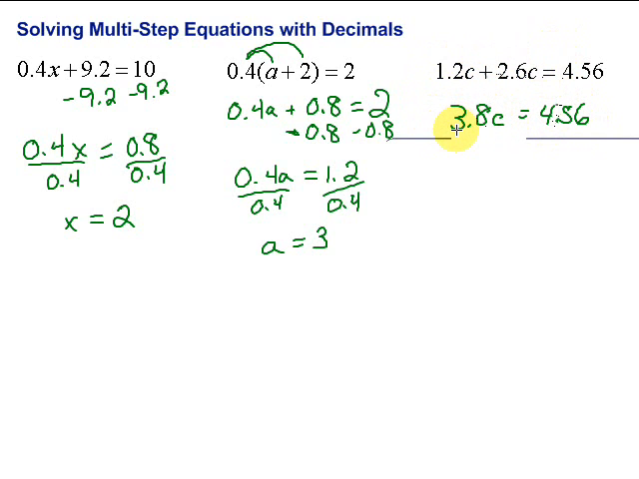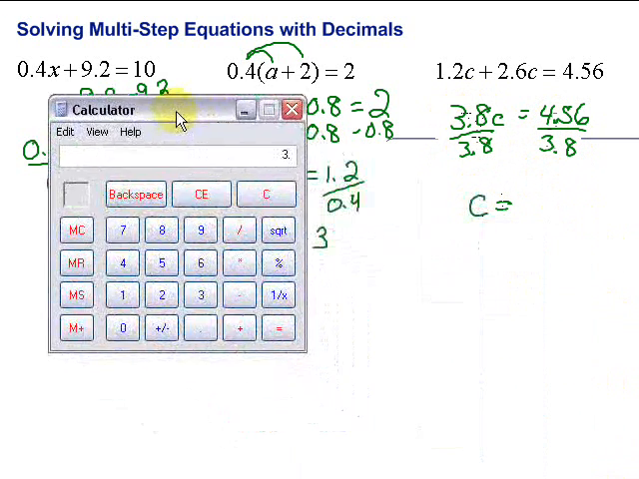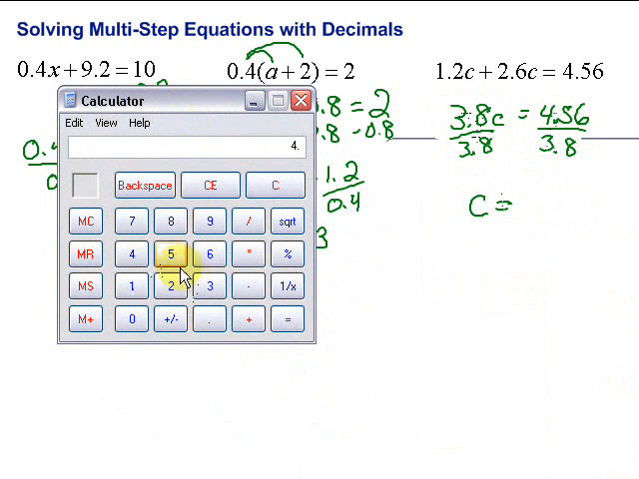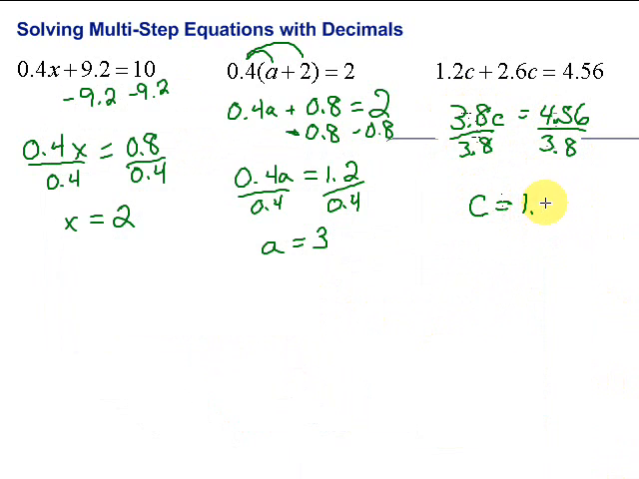Okay, then we want to get that c by itself. It's being multiplied by the 3.8. To get rid of it, do the opposite. We divide by 3.8 on both sides. This here cancels out. We're left with just c equals 4.56 divided by 3.8. Let's get our calculator. 4.56 divided by 3.8 equals 1.2. So our answer is c equals 1.2.